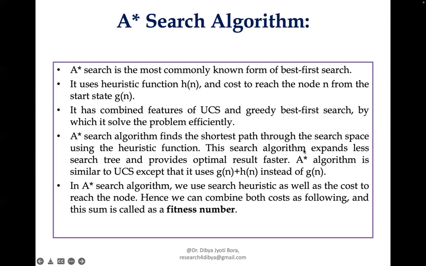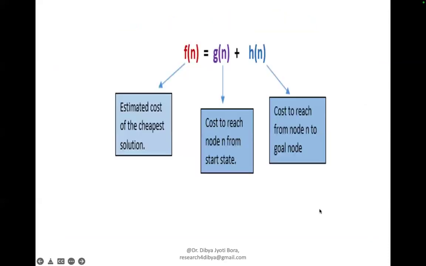This A-star algorithm expands less search tree and provides optimal results faster, and it uses the function gn plus hn. Remember, it is gn plus hn. पहले हमने gn use किया था, but in the A-star algorithm, it is gn plus hn. ठीक है? So in the A-star algorithm, we use the search heuristic as well as the cost to reach the node, and hence we can combine both costs, also known as the fitness number. इसको मैं दिखा देता हूं. ये है फंक्शन. ठीक है? इसका एक स्क्रीनशॉट ले लो.